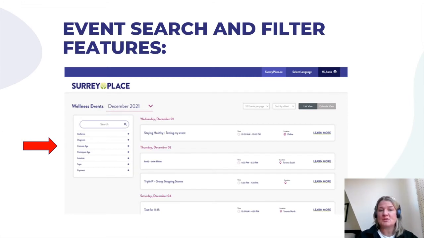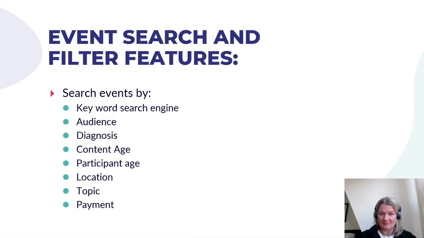Next, we'll talk a little bit about finding specific events, or searching and filtering for events. You can see here on the left-hand side there is a search bar up at the top, and then there's a drop down for some filters. To take a closer look at that, you can see that there are ways to filter for specific events.